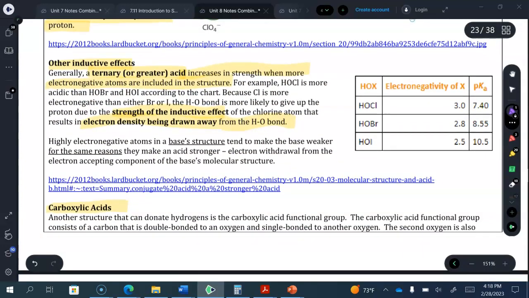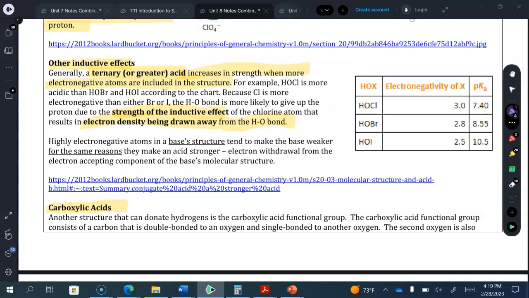There are some other inductive effects. Generally, a ternary or greater acid increases in strength when more electronegative atoms are included in the structure. For example, perchlorous acid is more acidic than hypochlorous acid, which is more acidic than hypobromous acid and then hypoiodous acid, according to the chart. Because chlorine is more electronegative than either bromine or iodine, the OH bond is more likely to give up that proton due to the strength of the inductive effect.